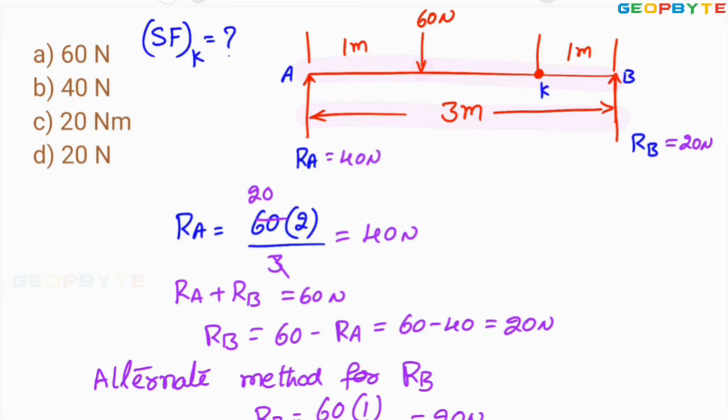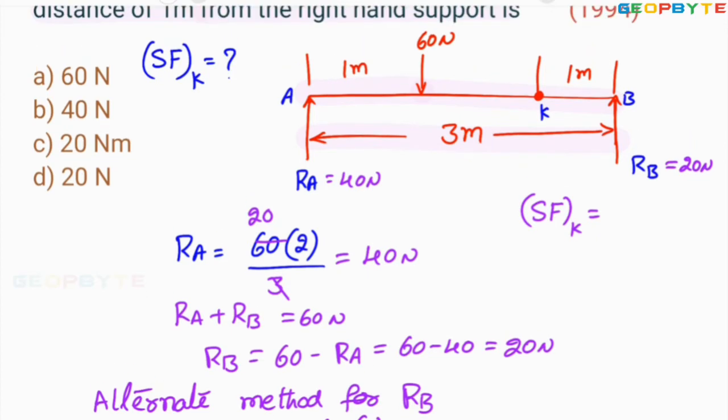Then what is the shear force at K? Shear force at K equal to, what is the load at K? Load at K is 0. And before K, RB is there. RB plus load at K. RB is 20. Load at K is 0. There is no load at K. Therefore, the shear force at K equal to 20 newtons.